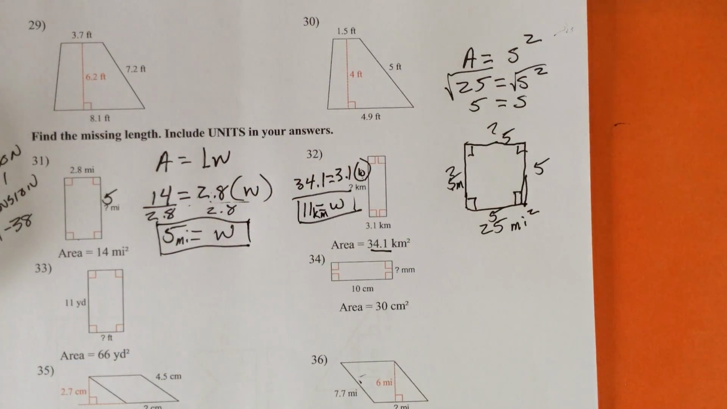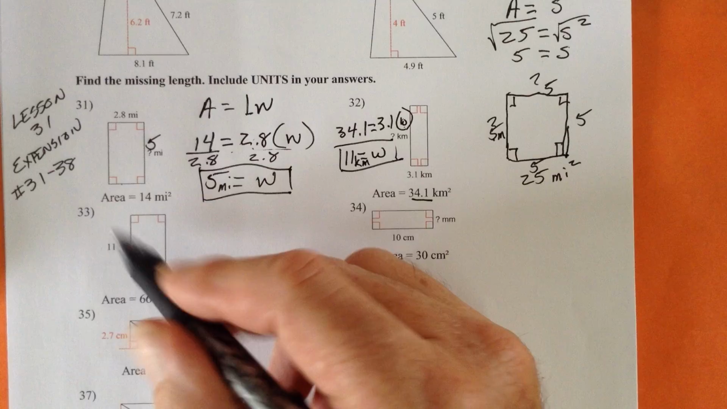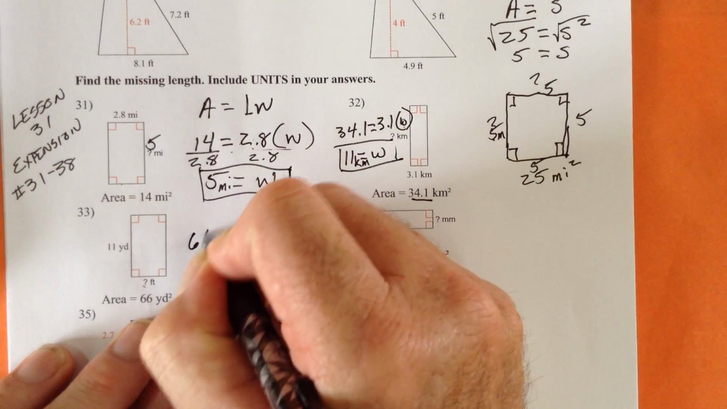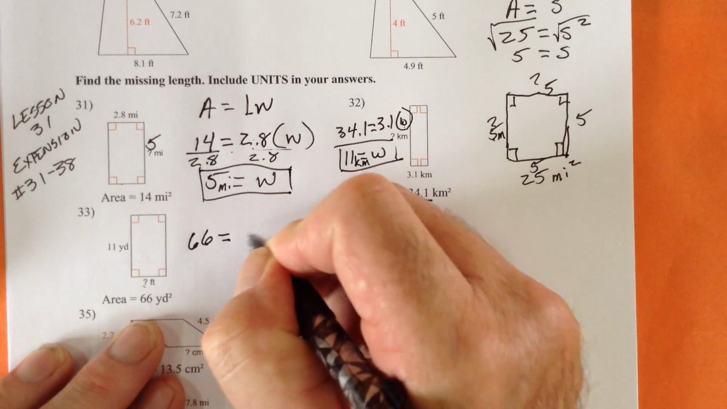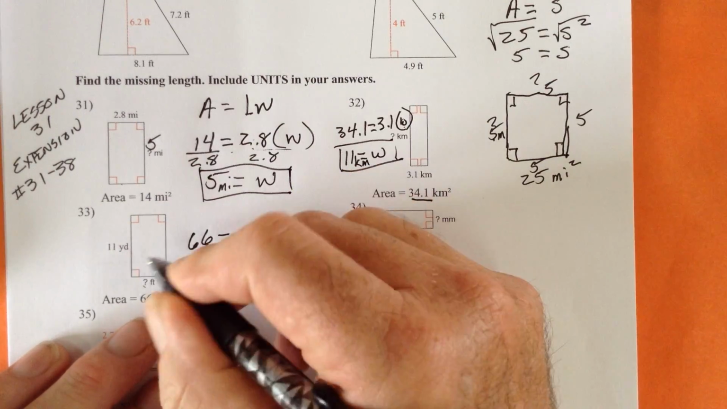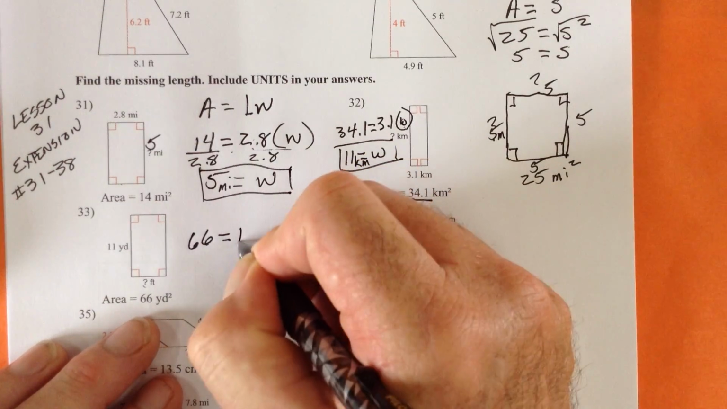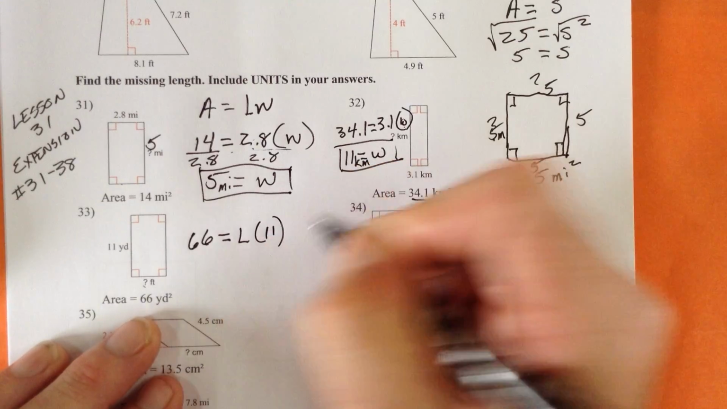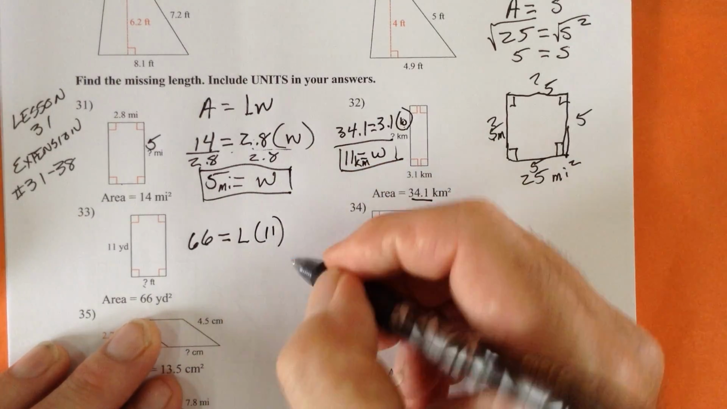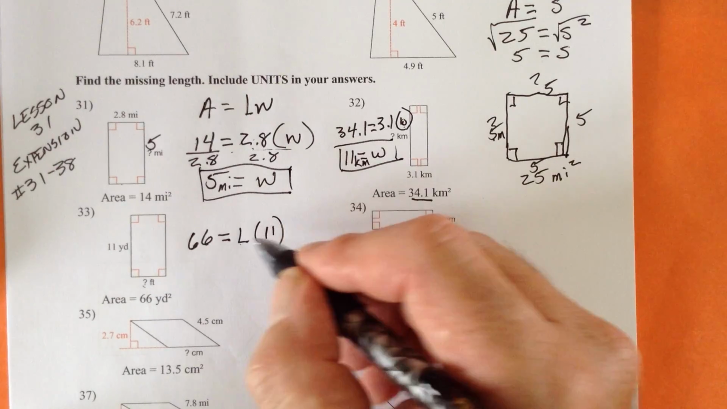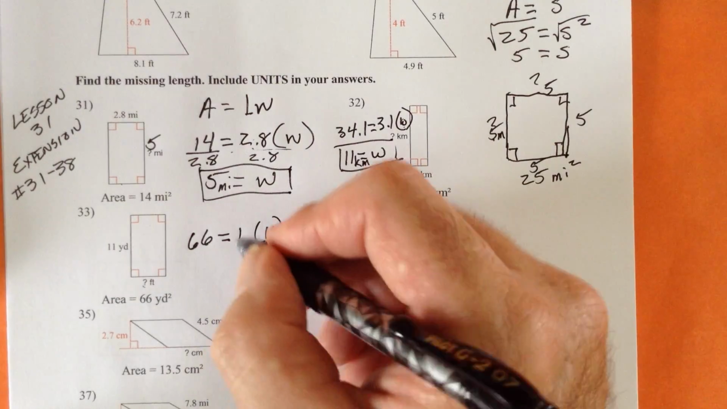Okay, so how about this one? Again, they might ask you what's the perimeter, but you first have to find the missing side here. So 66 equals the missing number times 11. You can call this the length if you want: length times 11. So something times 11. Some people will see right away that this will be 6. 6 times 11 is 66.